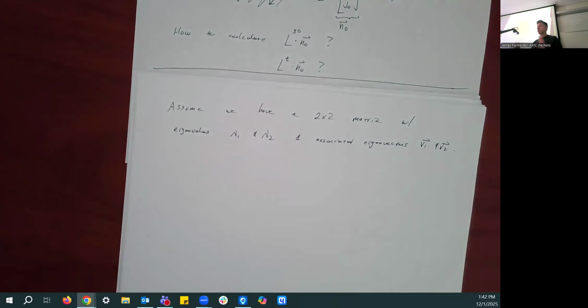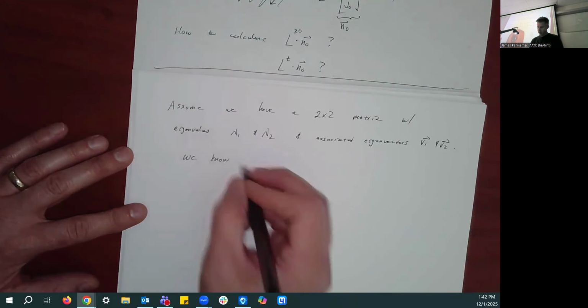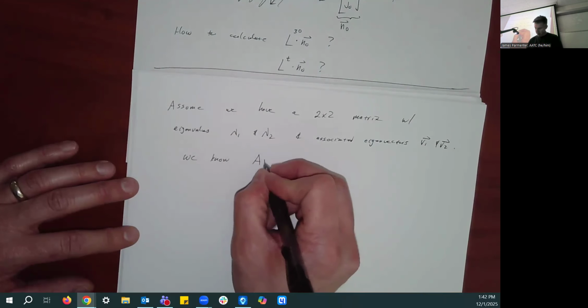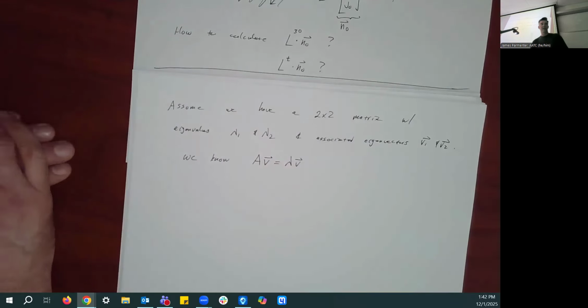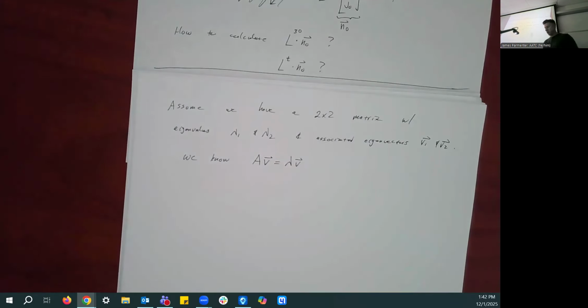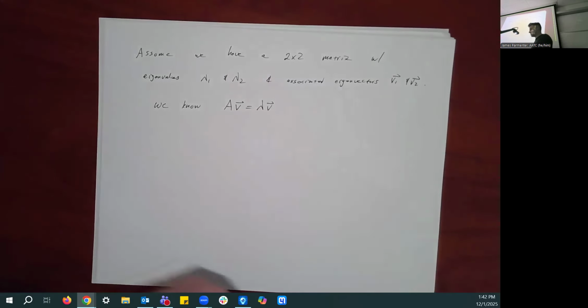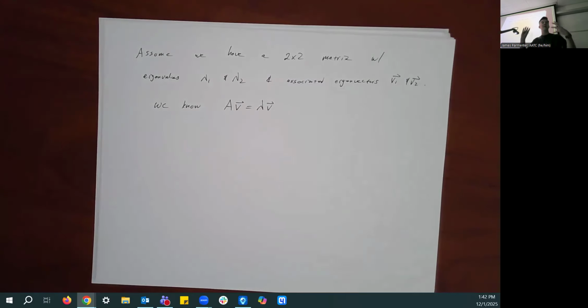And here's what we know. We know that for either eigenvalue and eigenvector, our matrix, I'm going to call it A because that's pretty standard, A times our eigenvector is equal to the eigenvalue times the eigenvector, whether it's lambda 1 and v1 or lambda 2 and v2. This is the relationship we have. So instead of trying to write both of those equations at once, A times v1 equals lambda 1 times v1, and A times v2 equals lambda 2 times v2, I'm going to write both in one matrix equation.